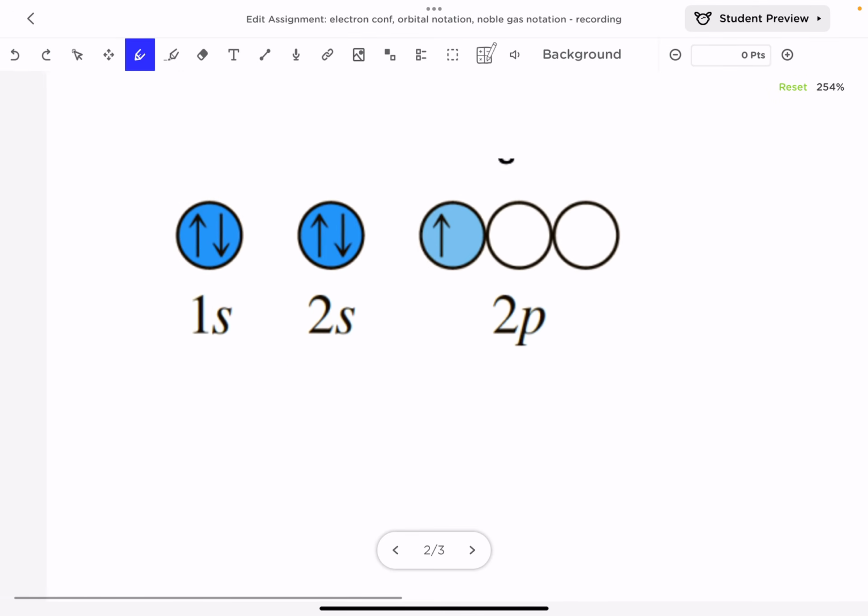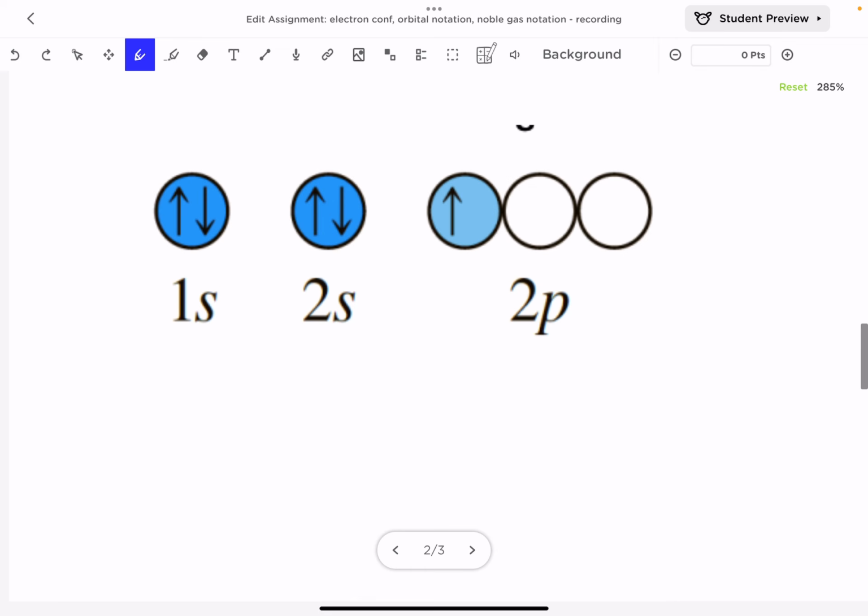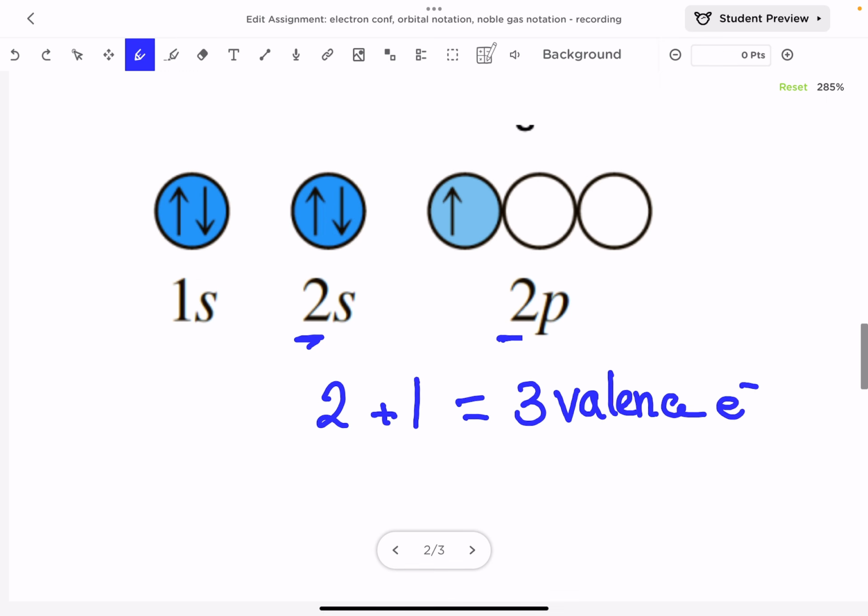Last example, this orbital notation. The highest level reached is 2. We have 2 electrons in s and 1 electron in p. So we have 3 valence electrons. And since the last letter written is p, it means that this element belongs to the p block.